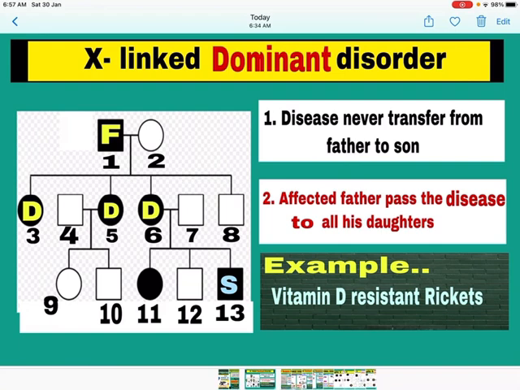To verify further, check this also. Out of a total of 5 affected children in the pedigree, number 3, 5, 6, 11 and 13, 4 daughters are affected. So it is an X-linked dominant disorder, and an example of this disorder is vitamin D resistant rickets.